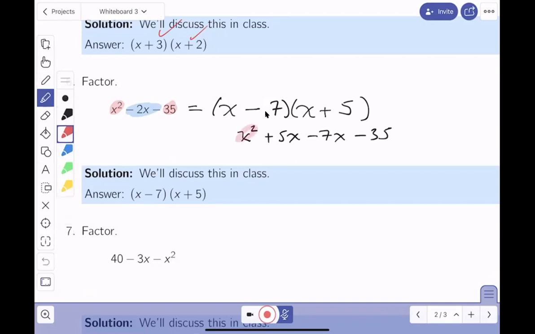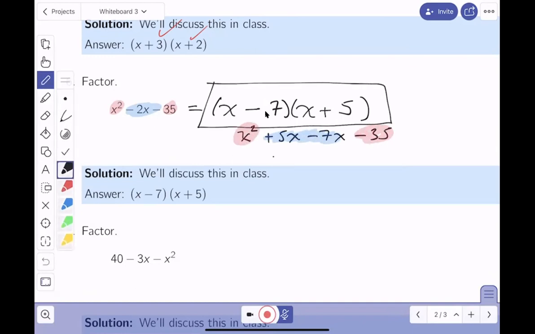Did you get the first term? Yes. Did you get the last term? Yes. What's my struggle? Did I get the middle, which is supposed to be minus 2x? I did. I got it. So what do I now know? I know this is my answer.